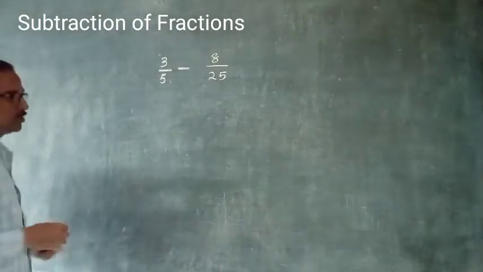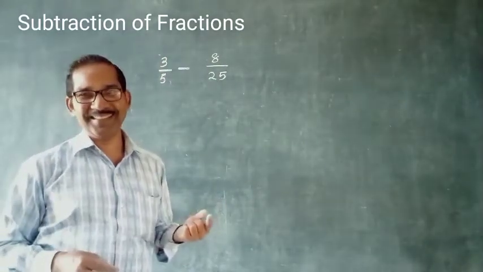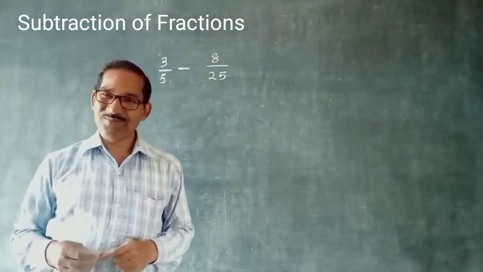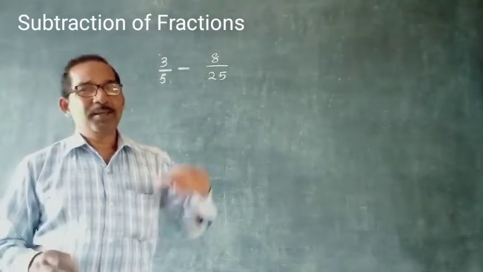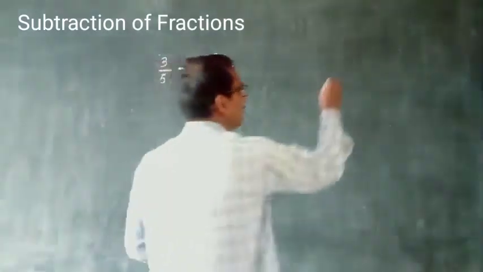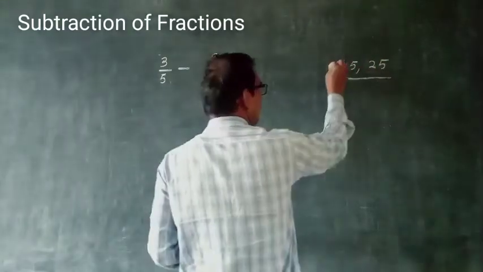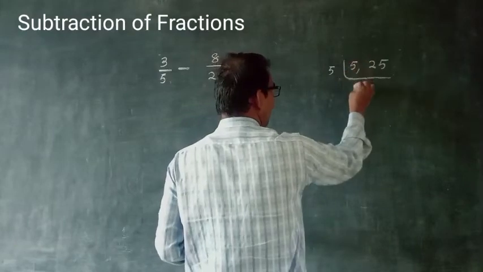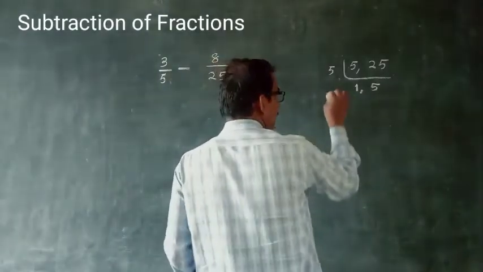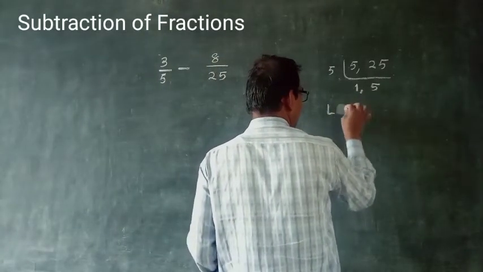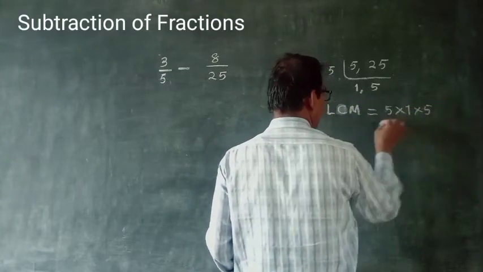If you are asked to subtract 8 upon 25 from 3 upon 5, you see here the denominators are not the same. So you have to make the same denominator. How can you make it? You have to simply find out the LCM. Now we have to find out the LCM of 5 and 25. And we take the factor 5. 5 1s are 5. 5 5s are 25. Now it is time to find out the LCM. It is 5 into 1 into 5, that is 25.